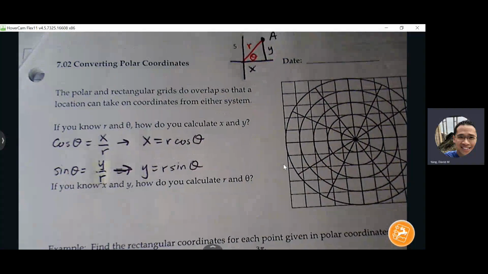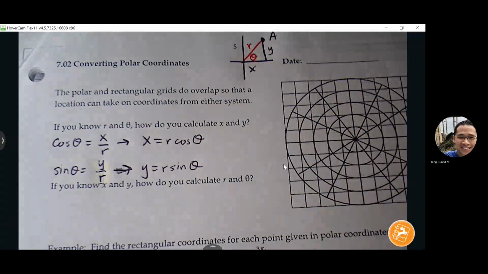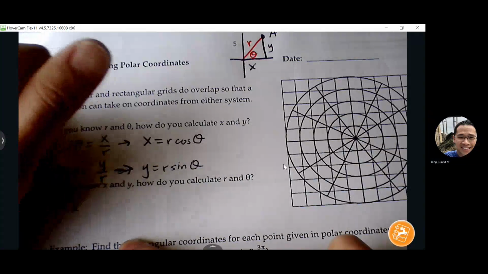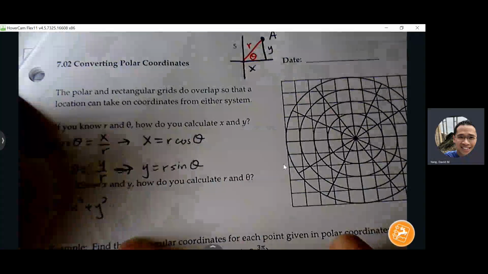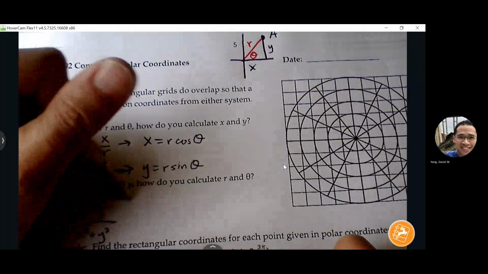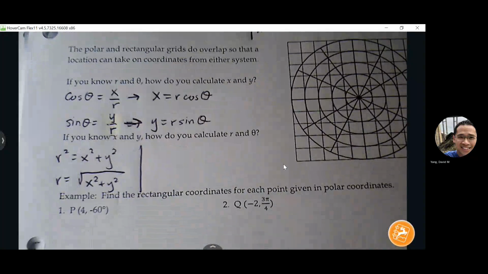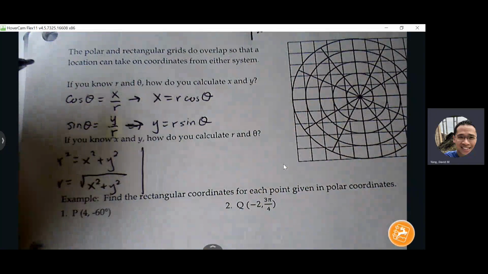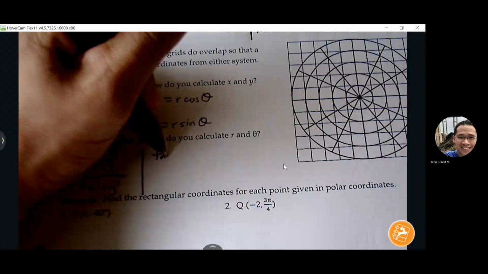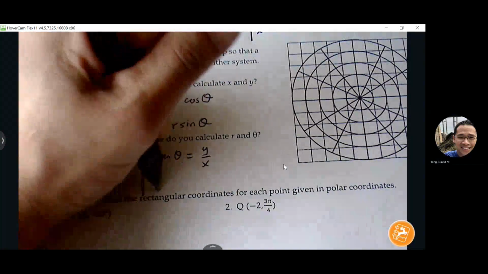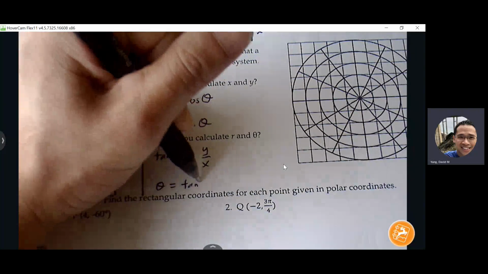Likewise, if we are starting with x and y, how do we get to r and theta? We know that r squared is x squared plus y squared, the Pythagorean theorem. So r is the square root of x squared plus y squared. We know the relationship between theta and x and y is tangent. Tangent of theta is b over a, or we can say y over x. And theta is the inverse tangent.